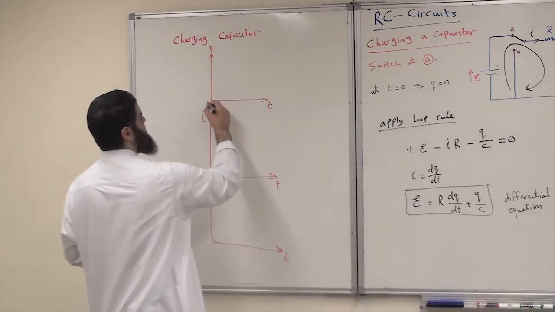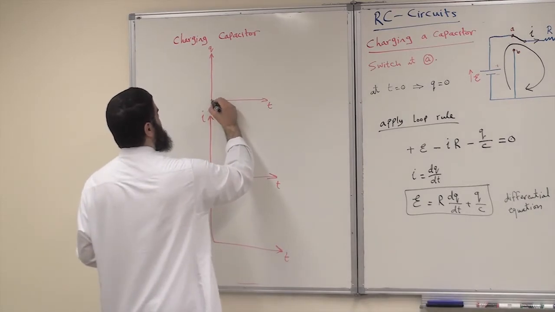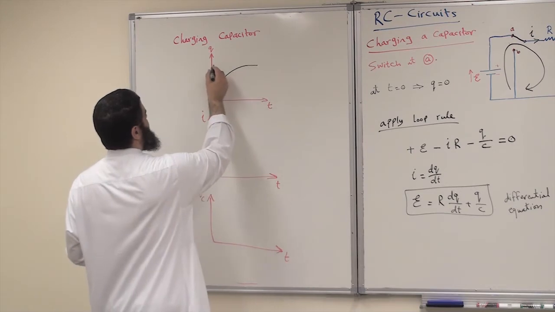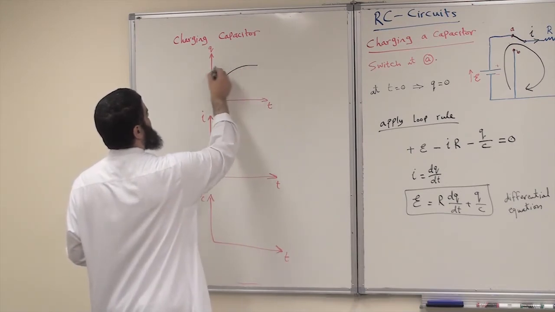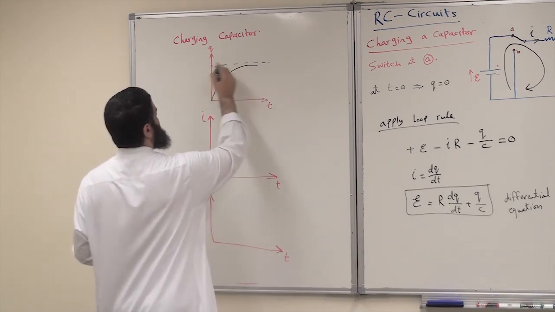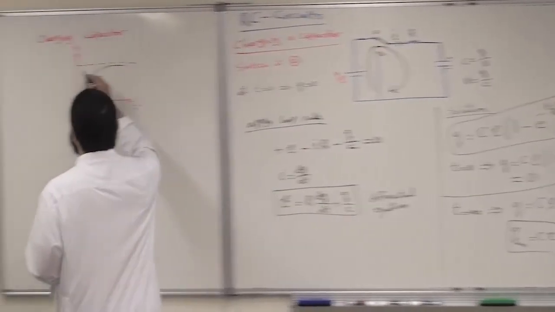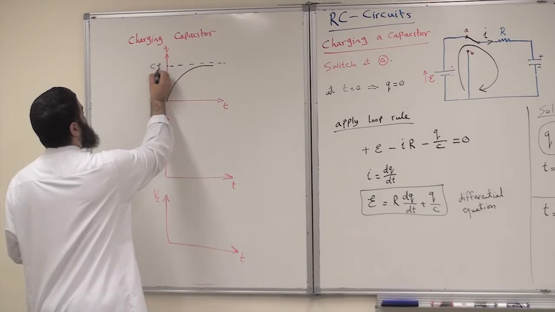For Q, we start with 0 value, and it will go to a maximum value after a long time. What is this maximum value it will approach? That maximum value is CE. Okay, so this maximum value is CE.